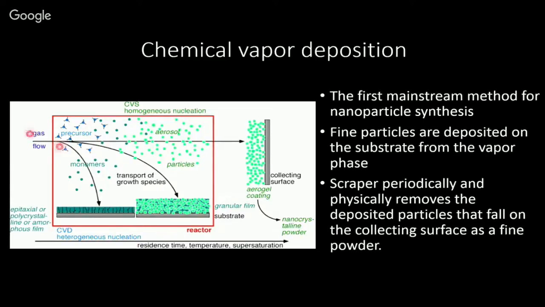They come in from the left side as a gas flow. They enter a chamber, and inside the chamber there is typically a cooling of the temperature. So these particles can fall onto a substrate. You have a substrate here, and the particles fall onto it, and you have a scraper that scrapes them off the surface periodically. So that is one of the ways.